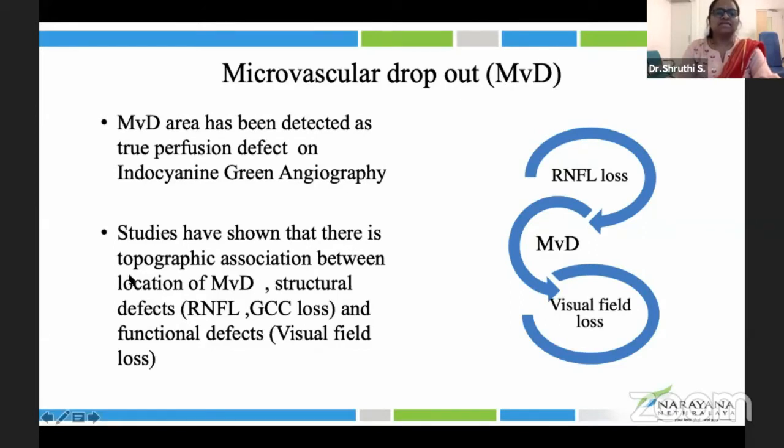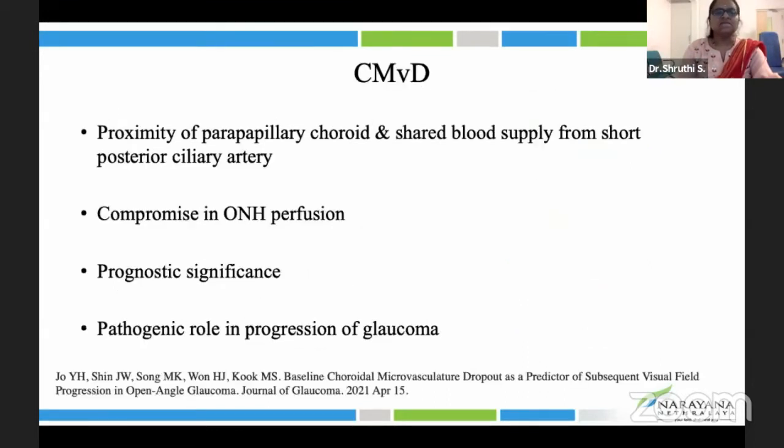Studies have shown that there is a topographic association between the location of microvascular dropout, its structural defects, and the functional defects. So to further see the significance of the microvascular dropout, the peripapillary choroid receives its blood supply from the short posterior ciliary arteries and is located anatomically next to the laminar tissue and the lamina cribrosa. Hence, the presence of microvascular dropout may indicate a compromised supply to the optic nerve head. This hypoxic damage induced by hypoperfusion at the prelaminar tissue and the lamina cribrosa may restrict the axonal transport of neurotrophic factors by releasing toxic agents. Hence, this can contribute to the progression in glaucoma.